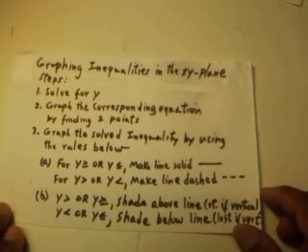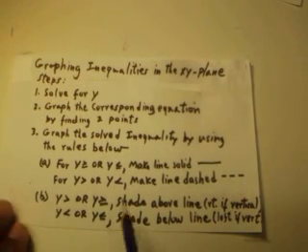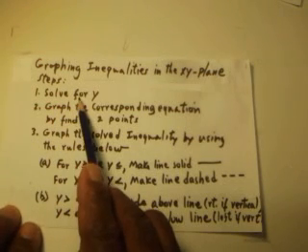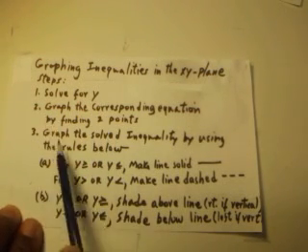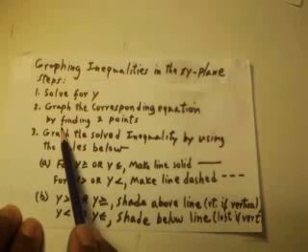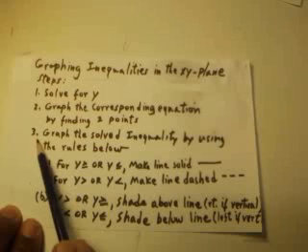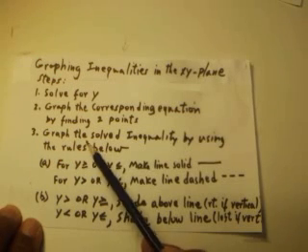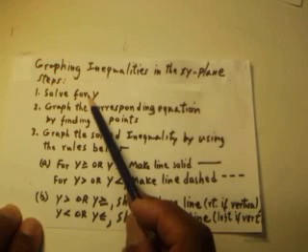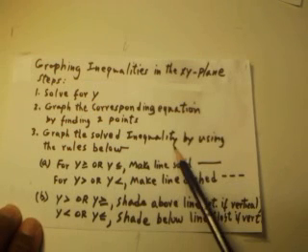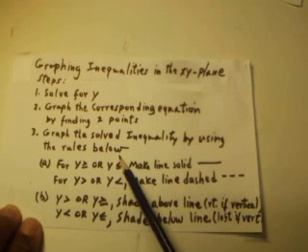These are the steps involved in graphing linear inequalities in the xy plane. First of all, you have to solve the inequality for y. Secondly, you have to graph the corresponding equation by finding 2 points. The third step, you have to graph the solved inequality. The inequality that you solved in step 1, you have to graph that by using the rules below.